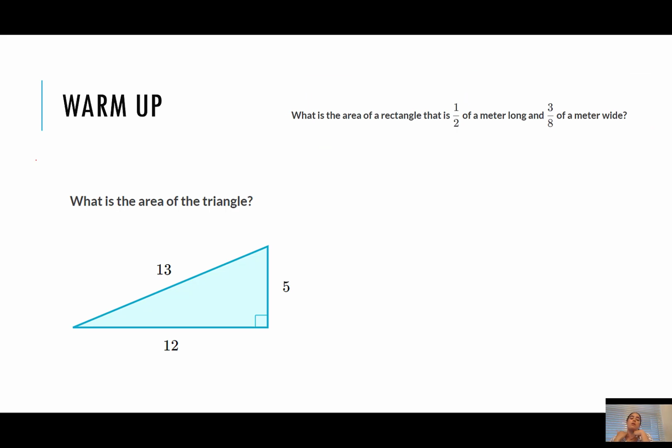All right, this is a review for our warm-up. I want to know what the area of the triangle is. And then if I have a rectangle that is a half a meter long and 3/8 of a meter wide, what is the area? I'll give you a minute to solve this.